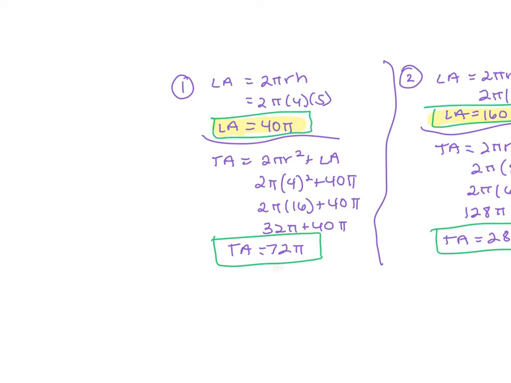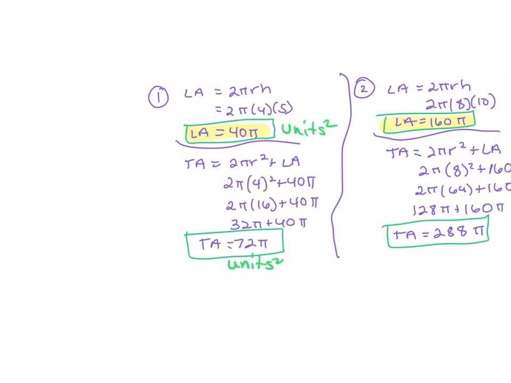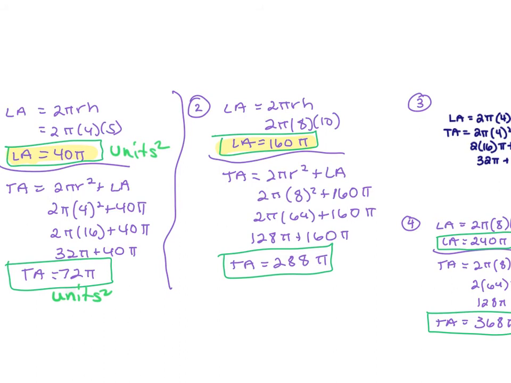So if it says leave in terms of pi, we don't use our pi button. Now if it says to use your calculator and then round the answer, then you would be using your pi button. Total area here is 72 pi. And these would all be units squared. So no matter what type of area it is, whether it's lateral area, total area, surface area, or just area, the units are always squared. Number 2, 160 pi. And again, units squared.